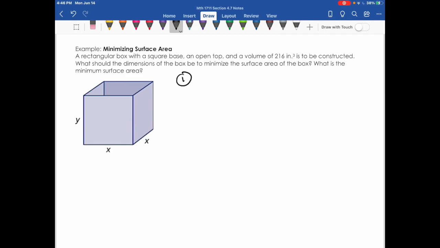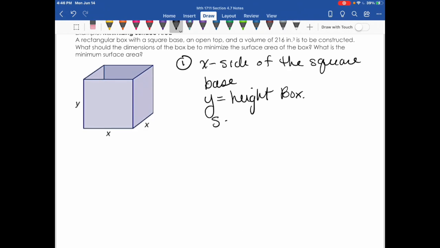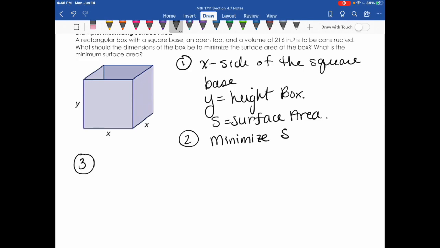So this is a really good application for anybody in business that's manufacturing a product that comes in some kind of container. Okay, so for step 1, we need to find the variables and label them. We have x that represents each side of the square base, and y is the height of the box. But we also need to worry about the surface area. We'll call that S for surface area. Step 2, we need to indicate what it is that we're trying to minimize. And so we're trying to minimize the surface area, which is S.